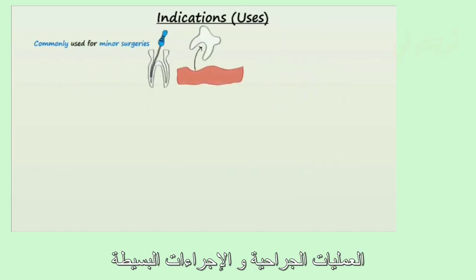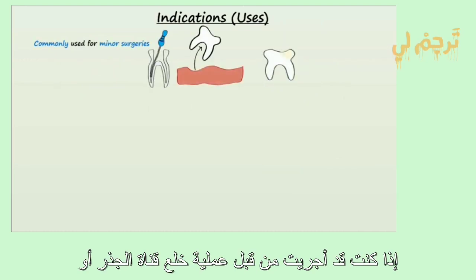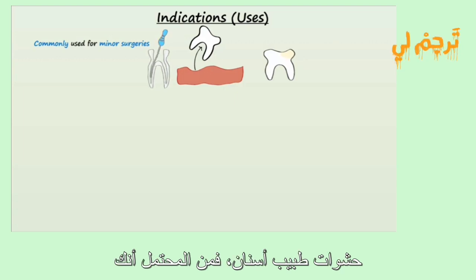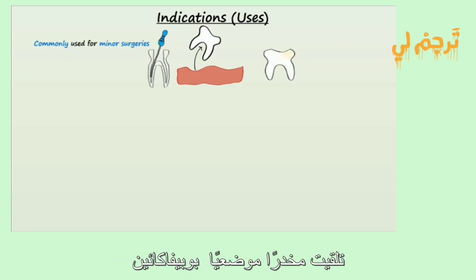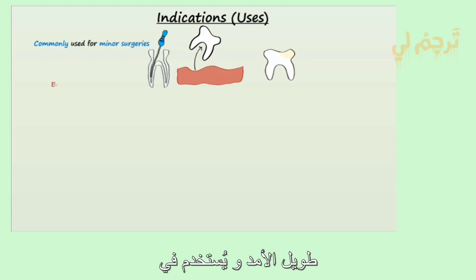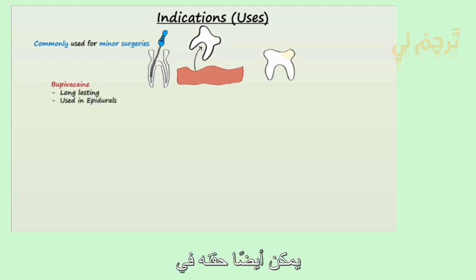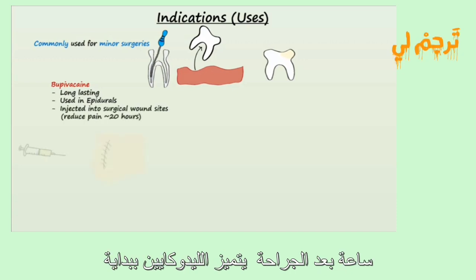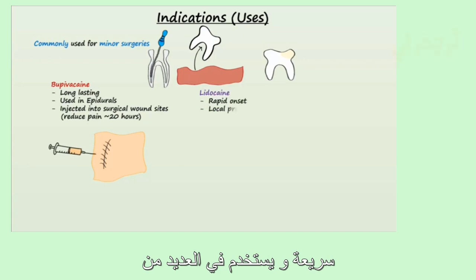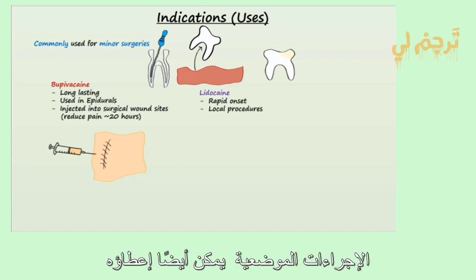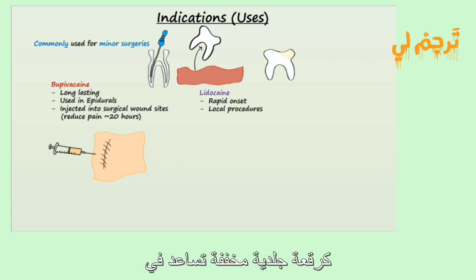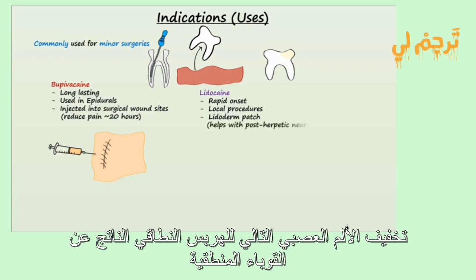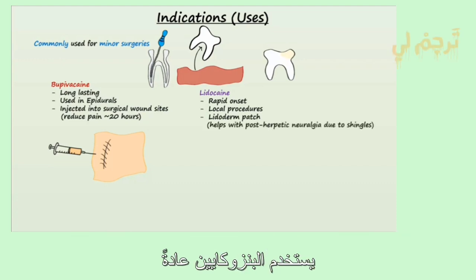Local anesthetics are commonly used for minor surgeries and procedures. If you've ever had a root canal, tooth extraction, or fillings at the dentist, then you probably received a local anesthetic. Bupivacaine is long-lasting and is used in epidurals. It may also be injected into surgical wound sites to reduce pain for up to 20 hours after surgery. Lidocaine has a rapid onset and is used in many local procedures. It may also be administered as a lidoderm skin patch, which helps relieve post-herpetic neuralgia due to shingles.